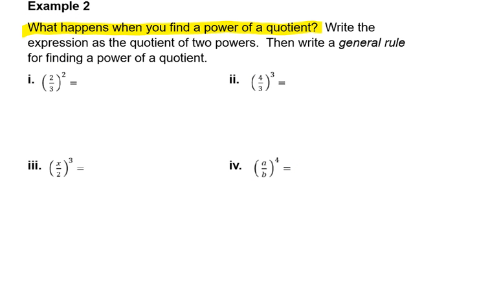Now let's talk about what happens when you find the power of a quotient. So we'll write the expression as the quotient of two powers. Then we'll write a general rule to find a power of a quotient.